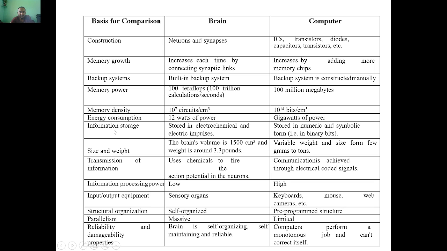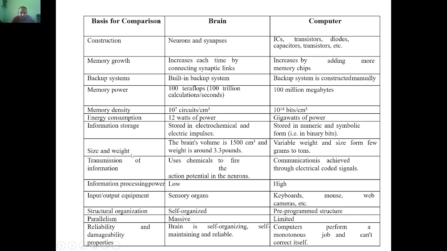Next, information storage. Here it is stored in electrochemical and electrical impulses, whereas here it is stored in numeric and symbolic form. Here it should be in 0 and 1. Whereas here, what happens is electrochemical and electric impulses. We need electric impulses so that the brain will get the signals, and again the brain will transfer the signal back. So it is electrical pulses and electrochemical also. There will be some chemicals which change in the body. Just because this chemical is changed, the brain is reacting. So electrochemical and electric pulse.